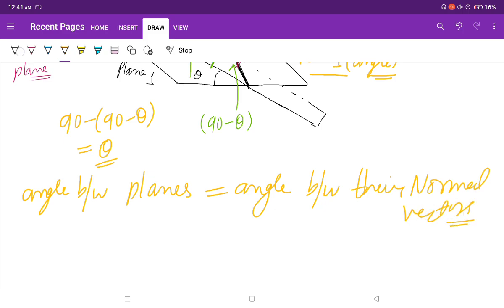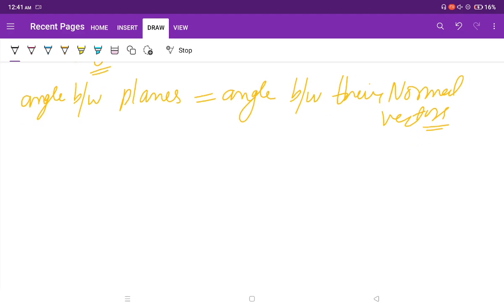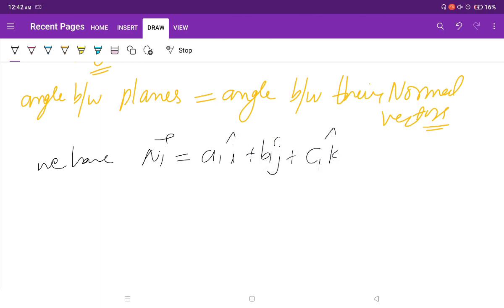Right? Now how to calculate the angle between two vectors? Using cos theta. So we have the n1 vector as, suppose, a1 i cap plus b1 j cap plus c1 k cap, and the n2 vector as a2 i cap plus b2 j cap plus c2 k cap.